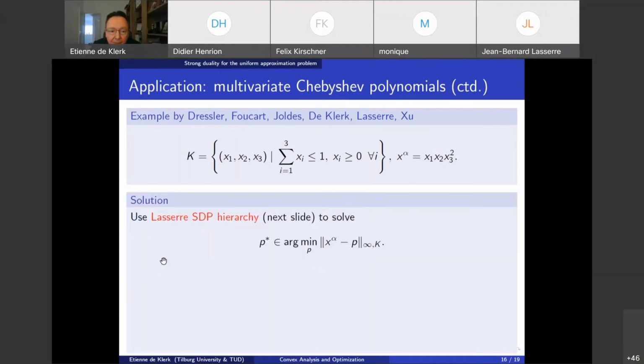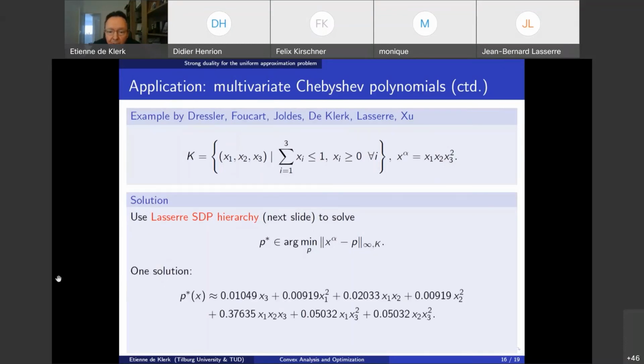Okay, so then what we did is we used the so-called Lasserre hierarchy for the generalized problem of moments. I will just talk briefly about it on the next slide to solve this approximation problem, where the approximant p has to have degree 1 less. So again, k here is 4, so we are limiting ourselves to p of degree at most 3. And the approximate solution that we get numerically is this degree 3 polynomial.